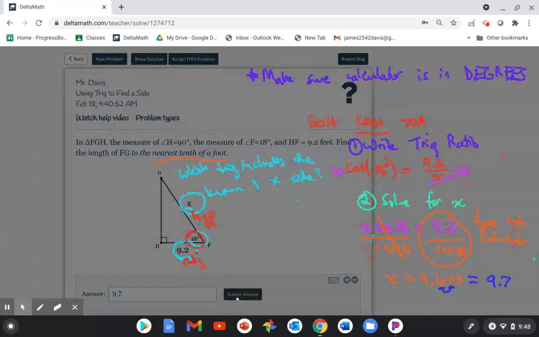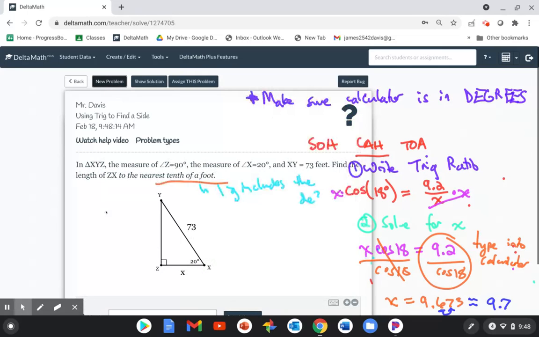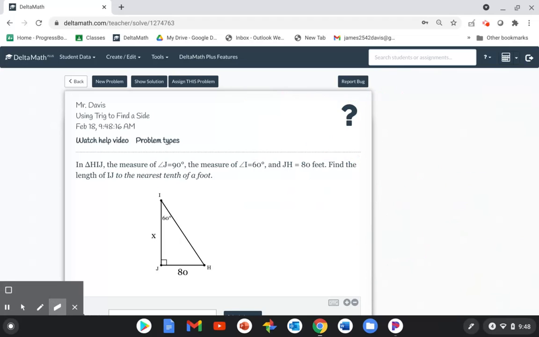So let's go ahead and submit that. All right, let's try another one. This one has the angle up in a different area. The first thing I always think, you might write out SOHCAHTOA. Circle the angle. Think about the relationship of these two sides.